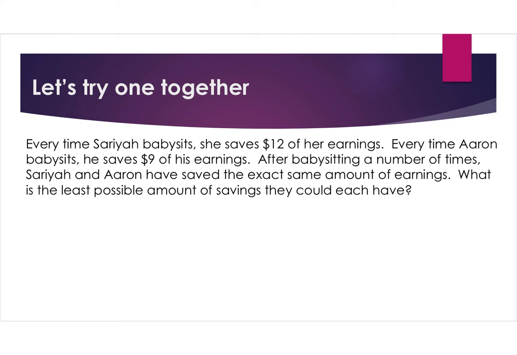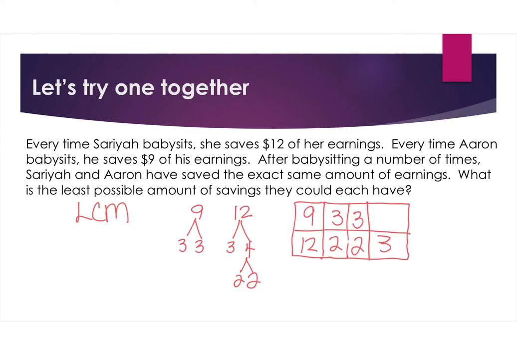So this one, we're looking for numbers that are larger than 9 and 12, and we're looking for the same number. So that is our hint that we're looking for LCM. We're going to do this one by doing the factor tree method. When we find the LCM by using factors, we have to pull out the ones that are in common first.